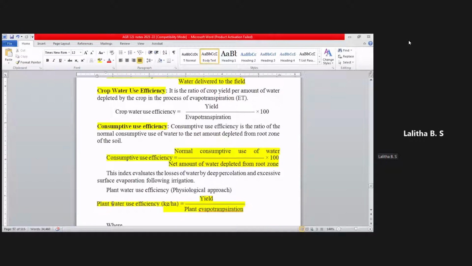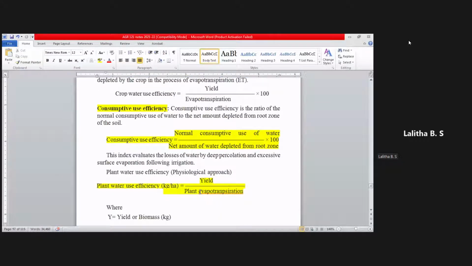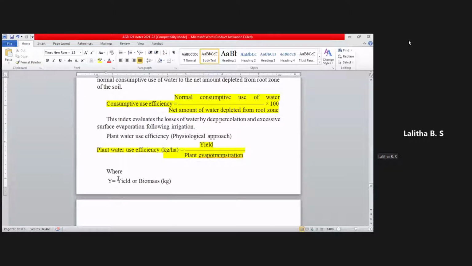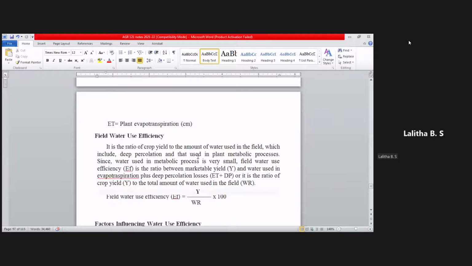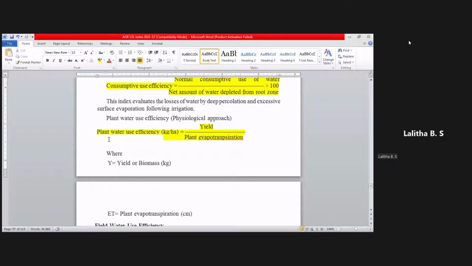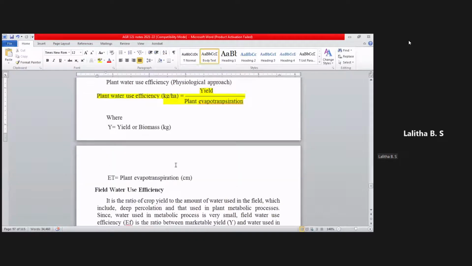Then again, plant water use efficiency, the unit is kgs per hectare. This is yield versus exclusively the plant evapotranspiration. Here, yield or biomass. In case of cereals we are going to take grain yield. If the crop is grown for fodder purposes, we are going to consider the biomass yield. So like that, for a field, we have two types of water use efficiency. One is the plant use efficiency, where we exclusively use plant evapotranspiration.